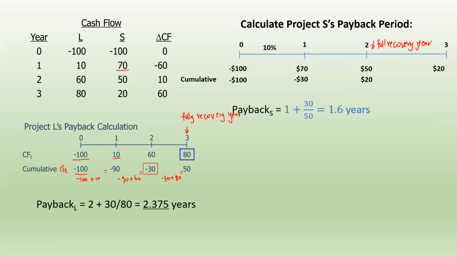And one year ahead of the full recovery year is 1, plus the cumulative cash flow at the beginning of year 2, divided by the total cash flow earned in year 2. So in total, we use 1.6 years to collect all our initial costs for project S.